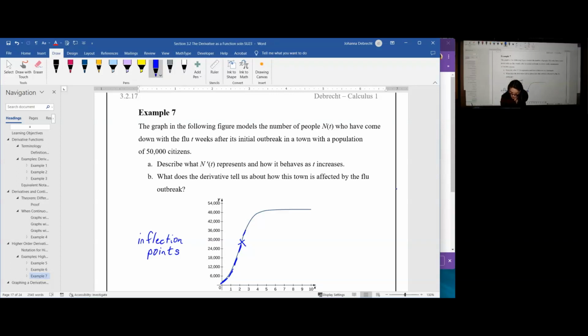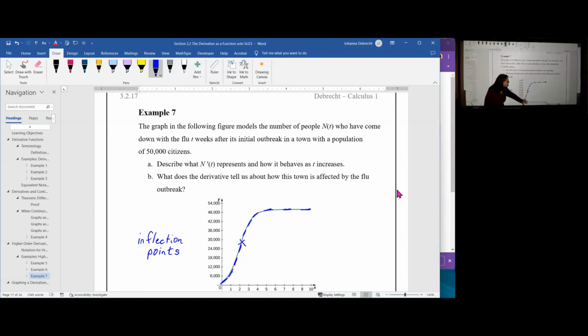As we come back across, again, it's becoming less and less steep. On this part right here, it goes nearly, but not quite, horizontal. This is called a logistical graph. What does it mean? The number of people who came down with the flu initially is here, then it spreads faster and faster and faster until right here at the inflection point.